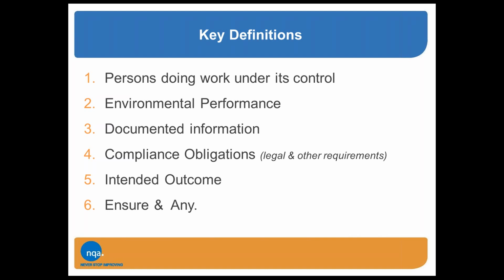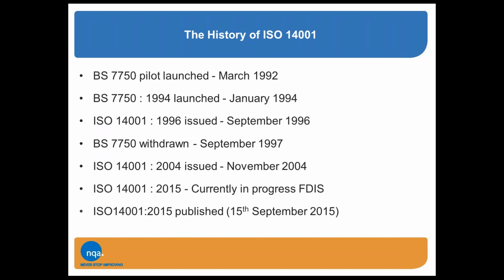Responsibility can be delegated. So if you're a chief executive, you can delegate something. If you ensure it happens, you can delegate the responsibility for it happening, but you retain the accountability. And obviously the word any implies full degree of selection or choice. Not going to dive through these in too much detail. Have a look at these in your own time.